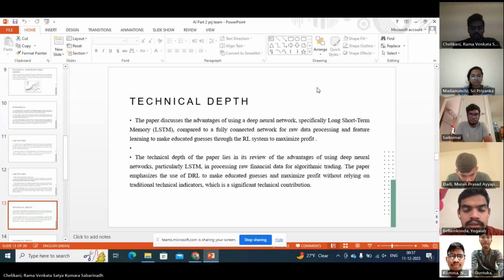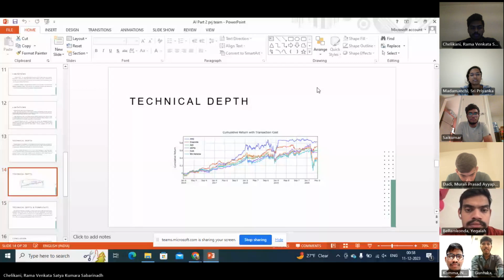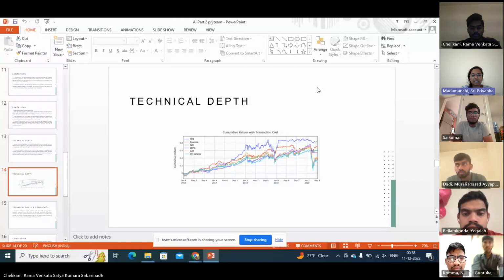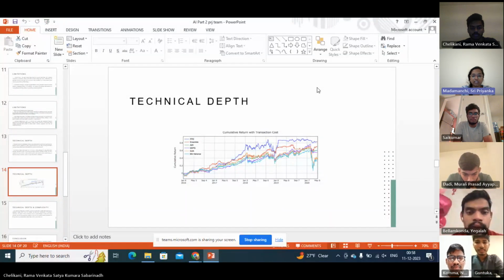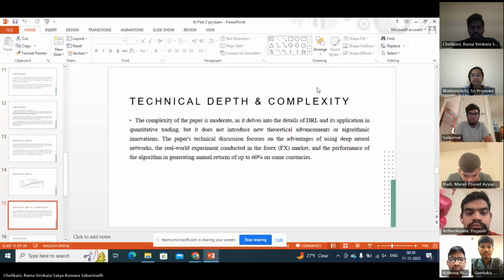Going to the next slide. This is the diagram about the technical depth, showing the cumulative return with the transaction cost. And the next slide. This slide will be continued by my friend Sabri.